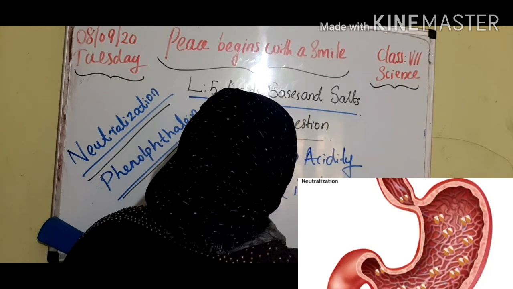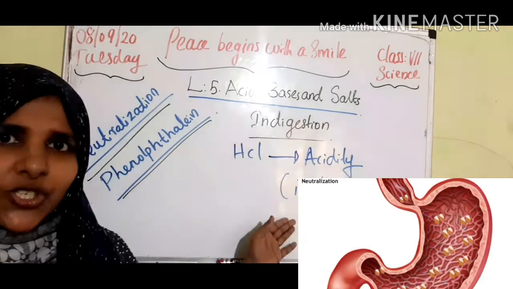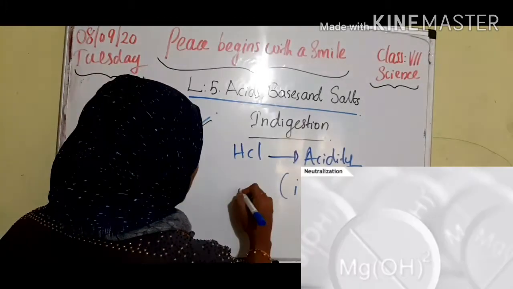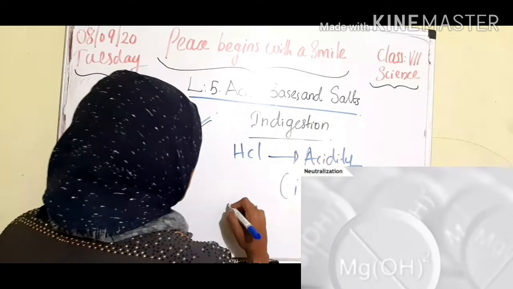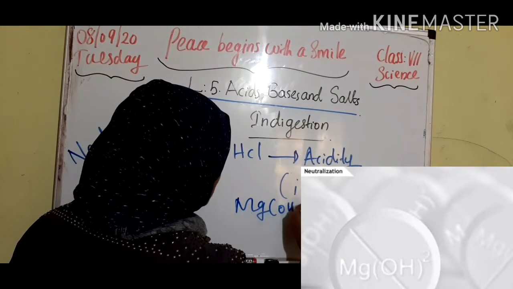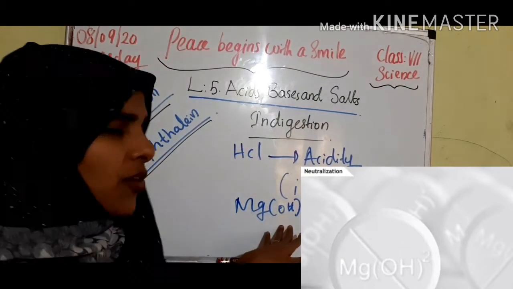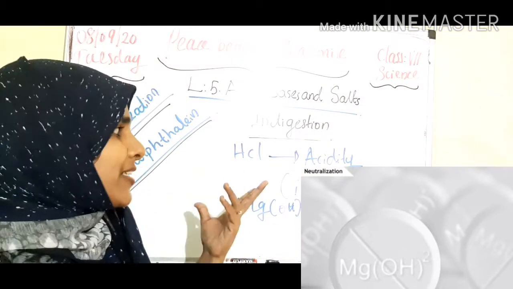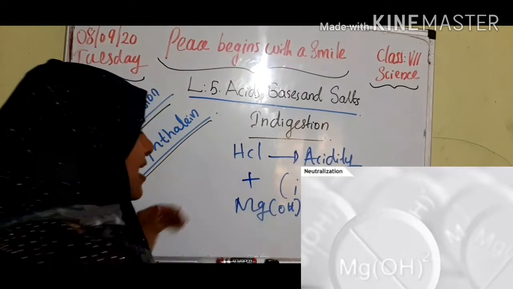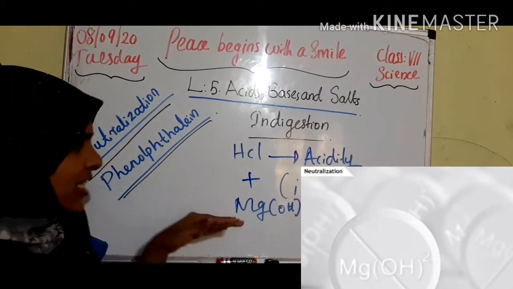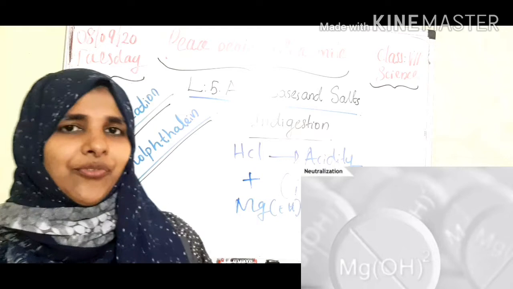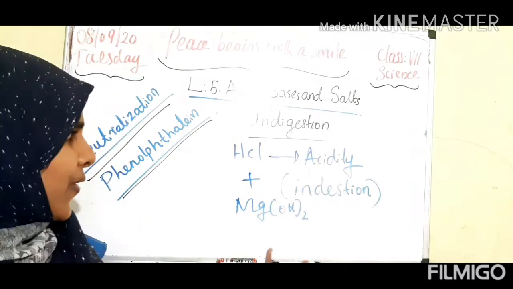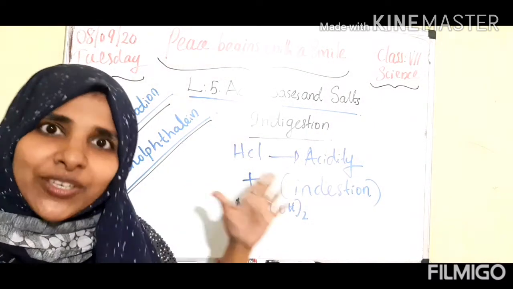Indigestion is very painful. Because of indigestion, we have to take one base. Which base do we have to take inside? That is magnesium hydroxide. This magnesium hydroxide is a base, like a tablet we are taking for the acidity. So what reaction will happen in the stomach? When acid is mixing with a base, it will neutralize the acid effect. So the pain is also relieved. We can get relief from the pain. So in our daily life also, neutralization is happening.